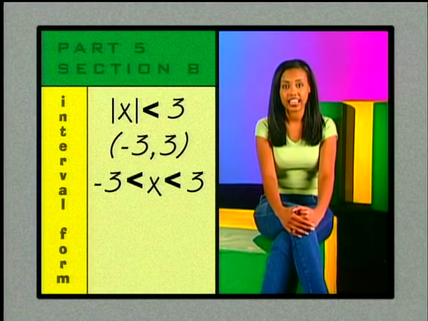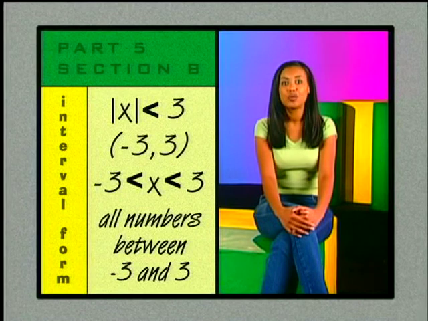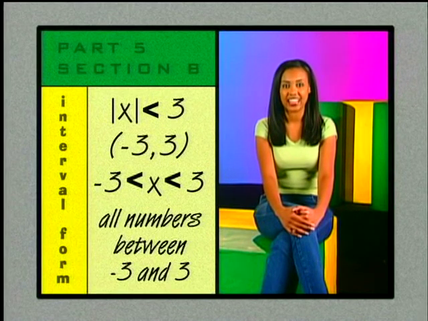X is greater than negative 3 and less than positive 3. Both of these mean all numbers between negative 3 and positive 3, which are the numbers that satisfy our inequality. See how that all ties together?